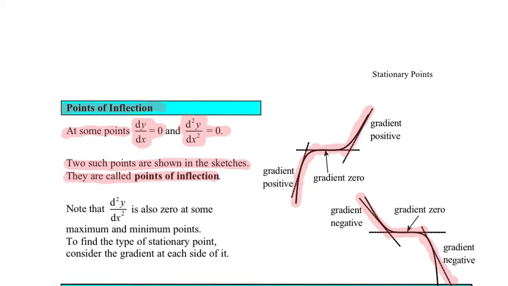Note that at a point of inflection, the gradient does not change from negative to positive. It either goes positive, 0, positive, or negative, 0, negative. Also note that the second derivative is also 0 at some maximum and minimum points. To find this type of stationary point, consider the gradient at each side of it.